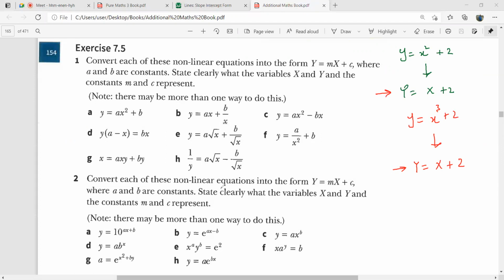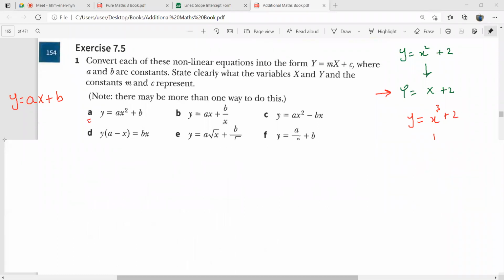Now look at these examples here. In the same way, if you look at this, y is equal to ax squared plus b, the x squared part can simply be written as x, so y is equal to ax plus b. This is the linear form of this non-linear equation. Similarly, let me cover this area so that I can have some space for working here. Look at this b part.